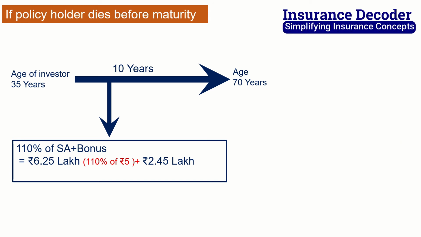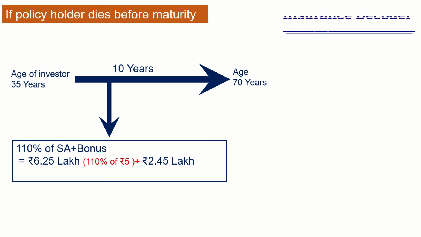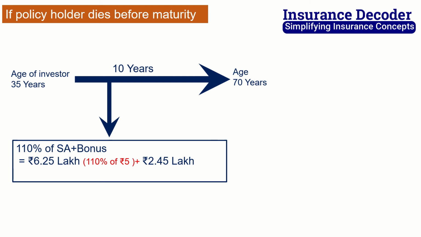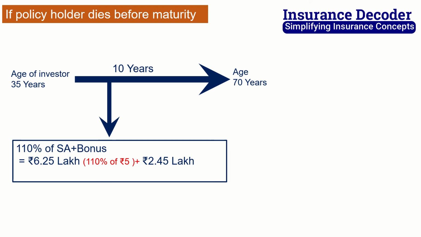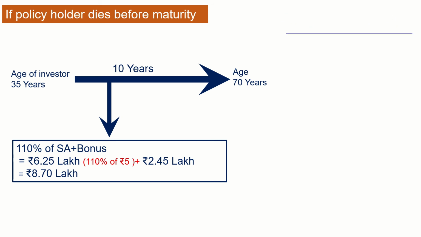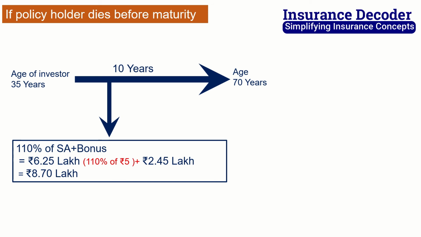So bonus will keep increasing as the policy continues. So if the person dies after 15 years, then the bonus amount will be higher. This 110% of sum assured will be the same. So in this case, the lump sum amount would be approximately 8.70 lakh. This data is based on the past records of LIC, how it has worked, and this policy will terminate.